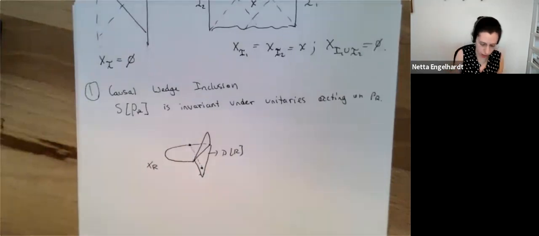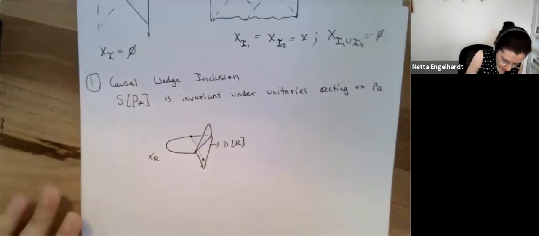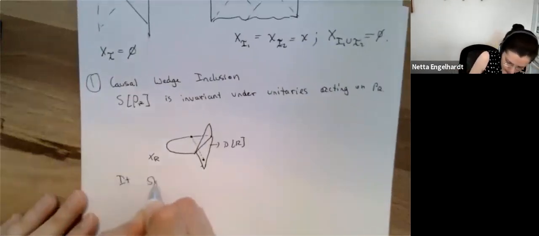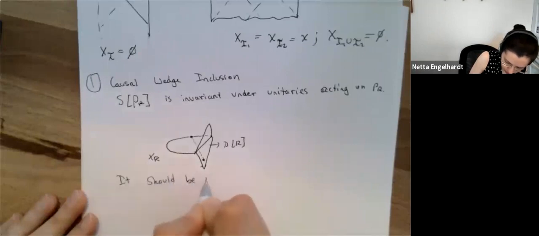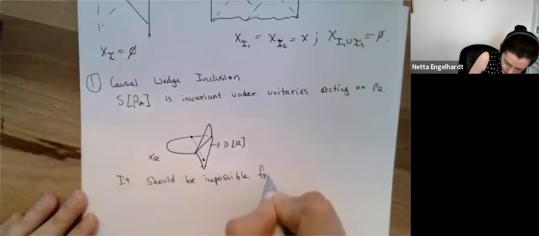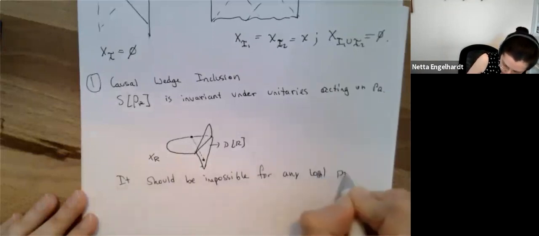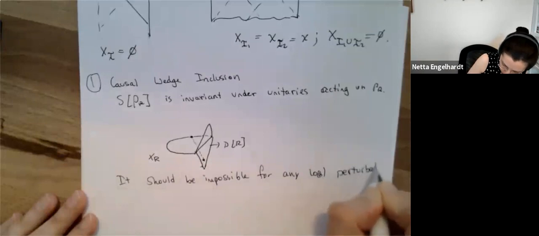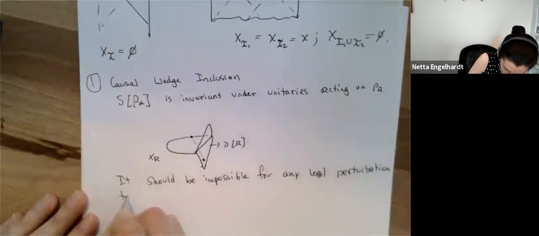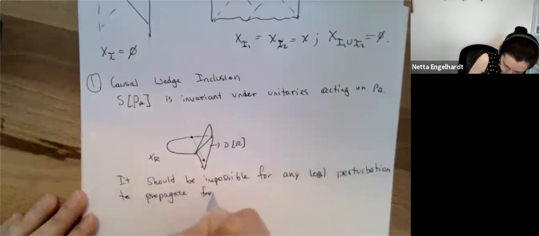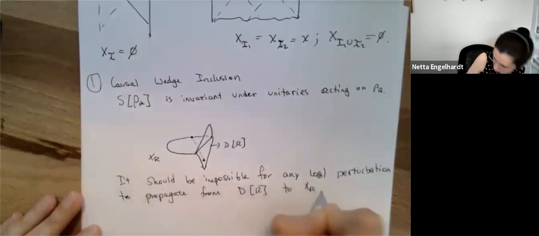So this clearly cannot happen, which in particular means that it should be impossible for any local perturbation to propagate from the interior of D(R) to X_R.